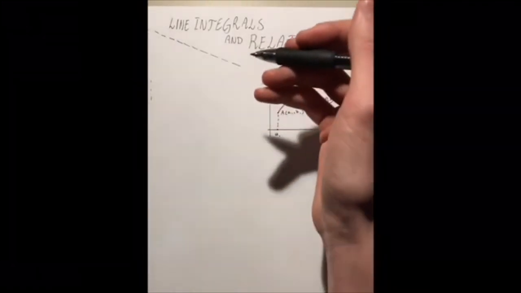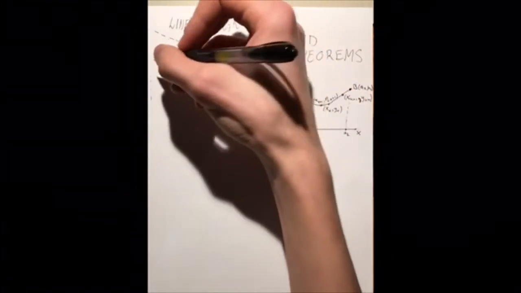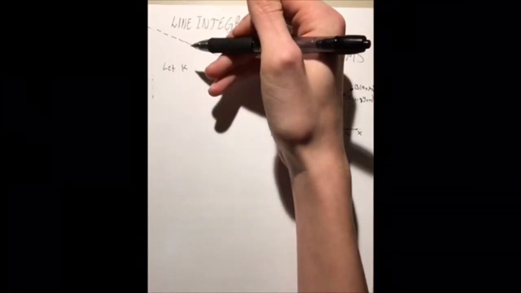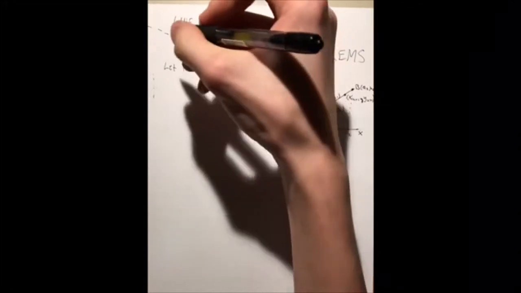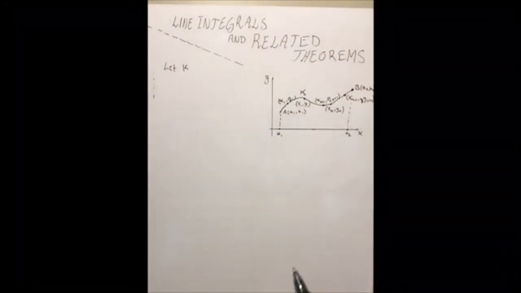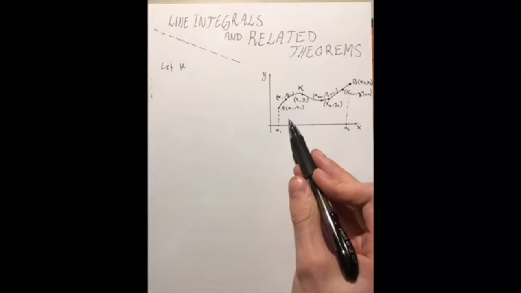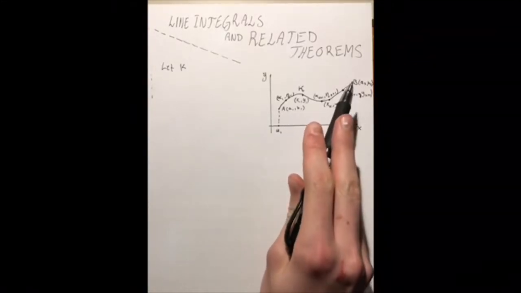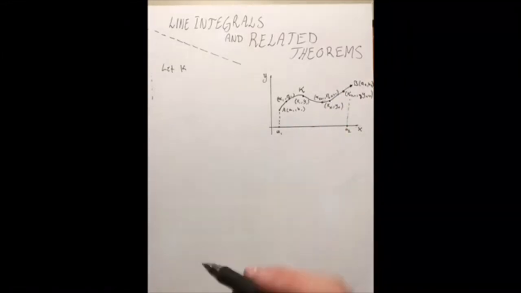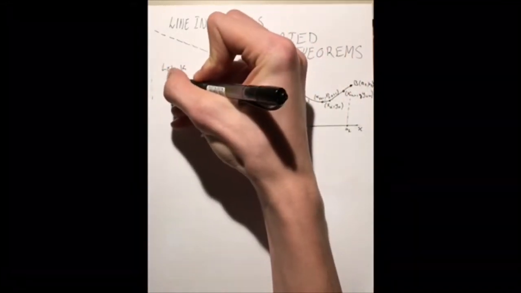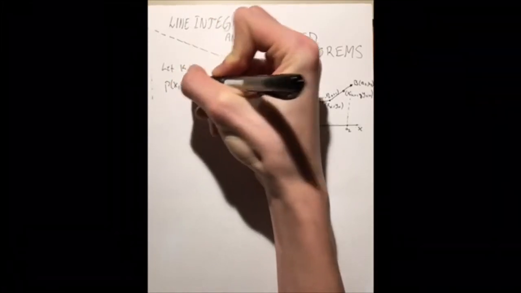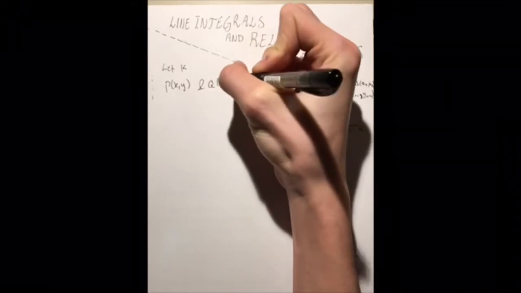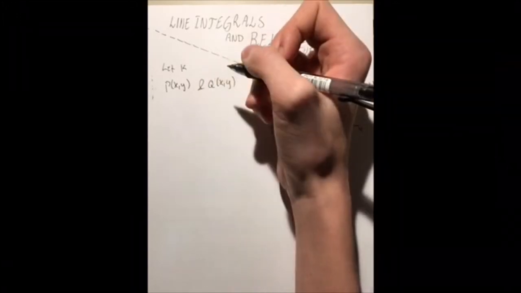So, what is a line integral really? Let K be a curve in the xy plane which connects point A of A1 and B1 here, and B of A2 and B2 here. Let then P of X and Y and Q of X and Y be single valued functions defined at all points of K.